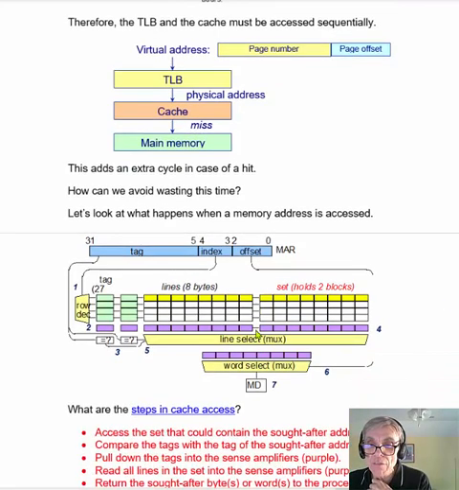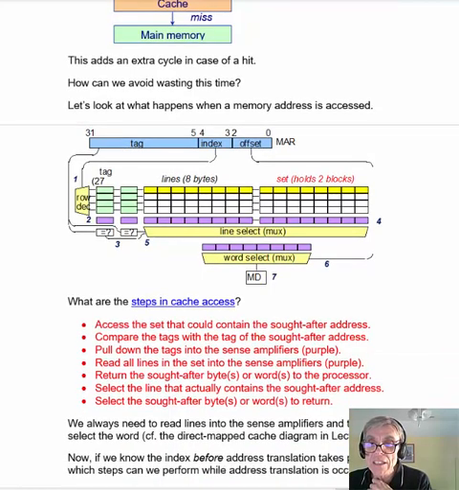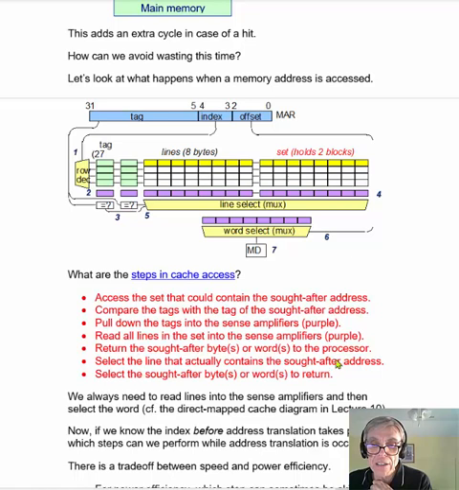So now I have a question for you. Here I've listed 7 steps in cache access. I'd like you to reorganize them in the correct order.